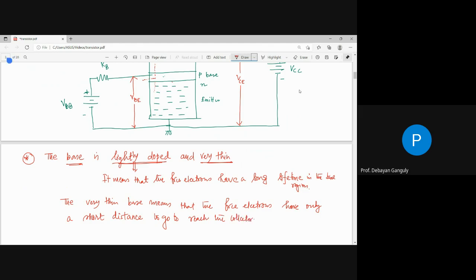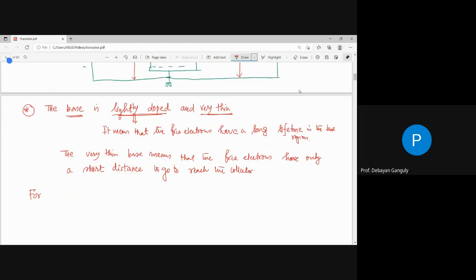That is the thing. For these two reasons, almost all the emitter injected electrons pass through the base to the collector. So now what will happen? The collector will carry the current.